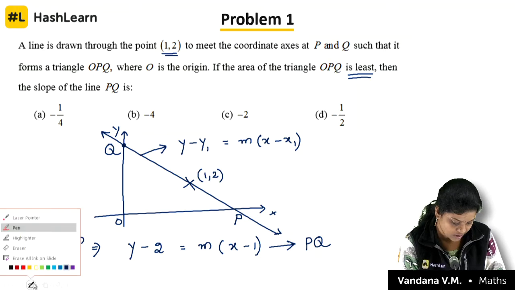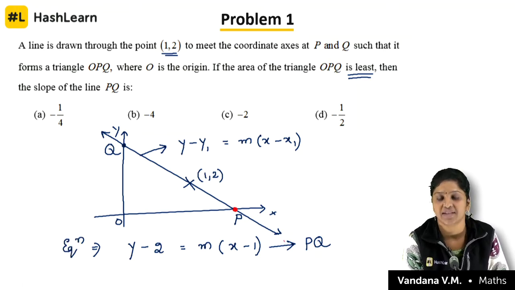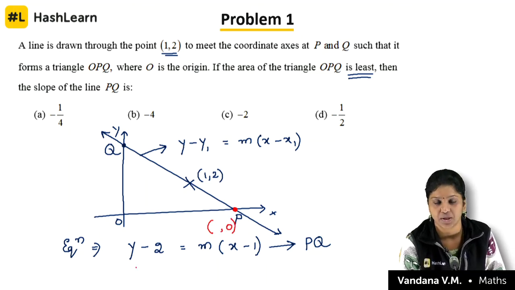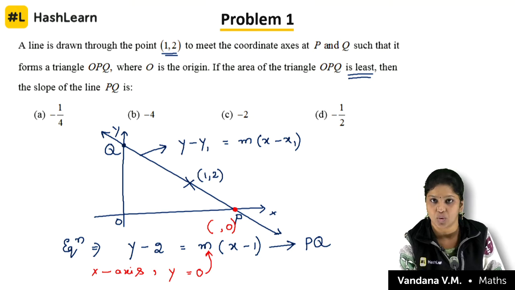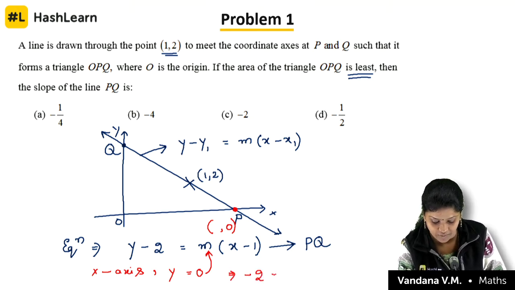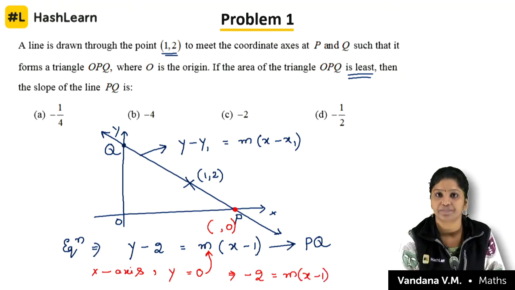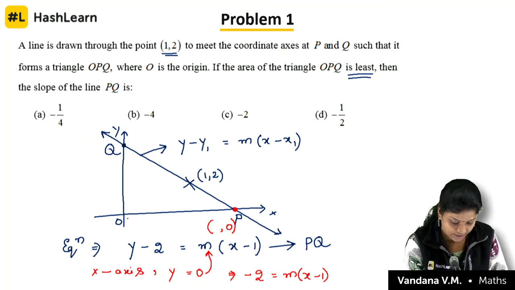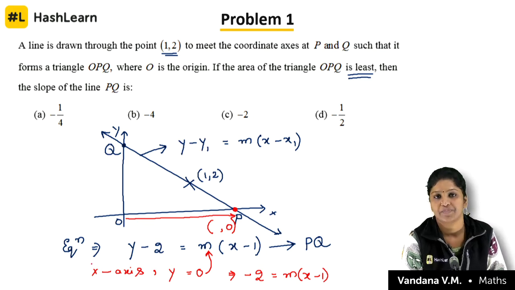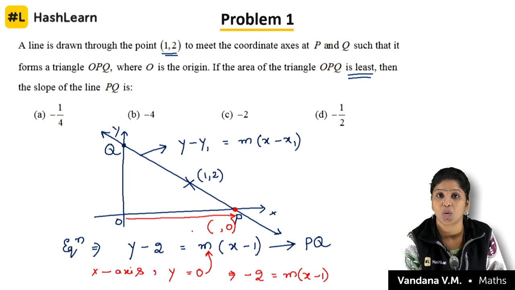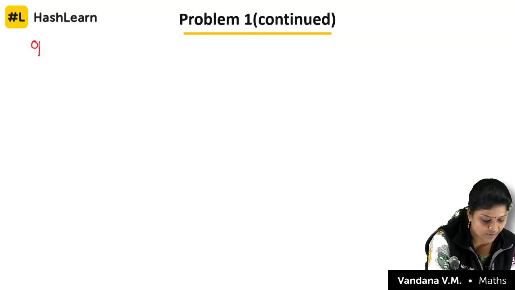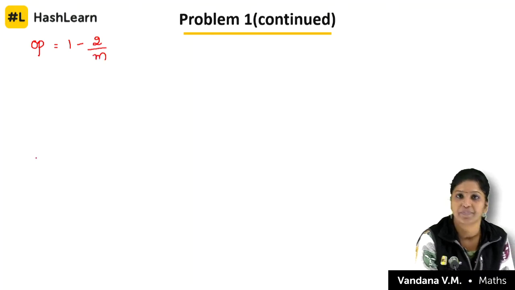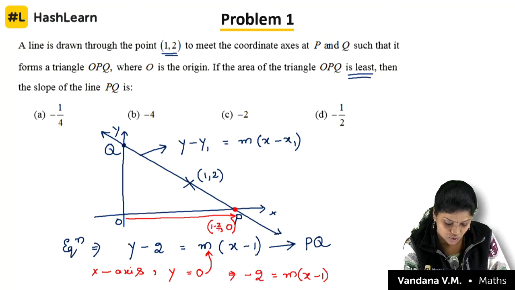Clear? Okay. Now children understand, this line meets the x-axis, so here the y coordinate becomes 0. If you substitute this y value, what do we get? Minus 2 is equal to m into x minus 1. That means what am I finding? This point is the x-intercept, that is OP. I am finding the OP distance. Clear? If I solve this, I get OP is equal to 1 minus 2 by m.